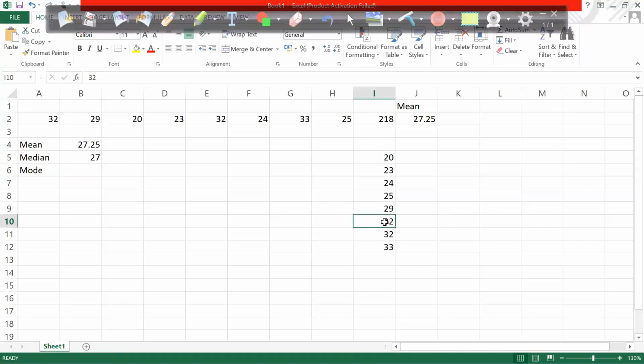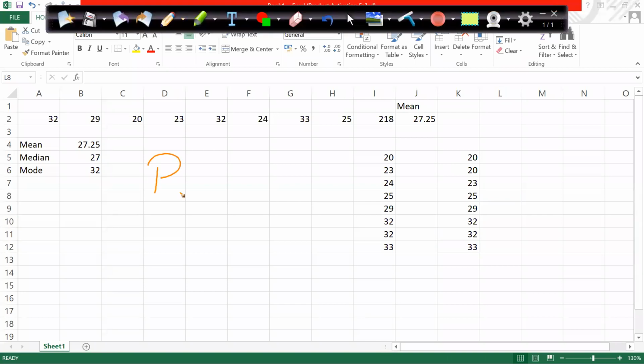From this data set, we have 32 coming twice. So 32 will be my mode. Now there are chances that I may have multiple modes. For example, let's say I have a set of data 20, 20, 23, 25, 29, 32, 32, and 33. Here, 20 is coming two times, and 32 is also coming two times. So this type of data is known as bimodal data, right? I have two modes, so it's bimodal.